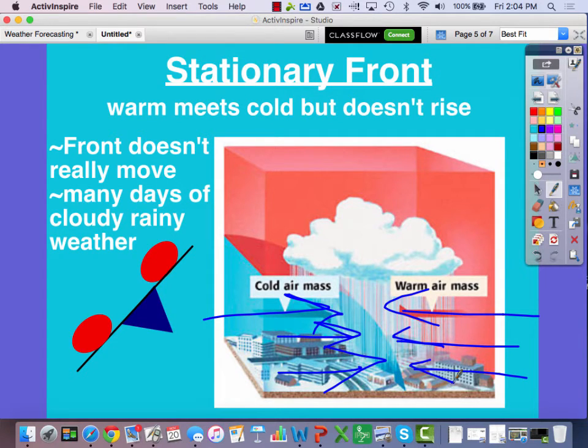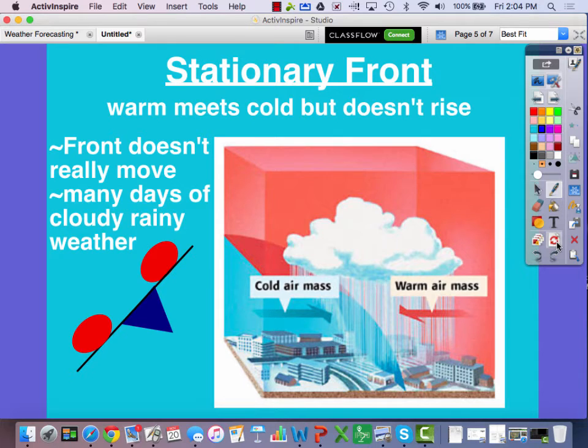A good analogy for this is think of like a battle or a war. Where those two armies meet is the front line. So the front line would be here. And what happens is neither army is strong enough to really win the fight. So they're just kind of throwing punches back and forth, not really winning. So what ends up happening is the front doesn't move, and we're left with many days of cloudy, rainy weather.